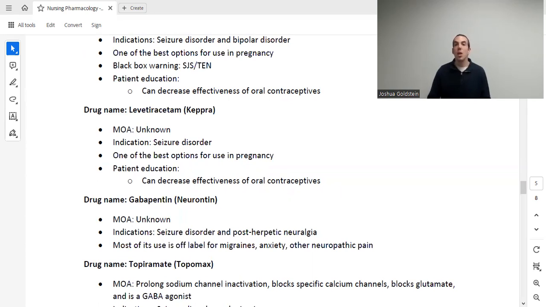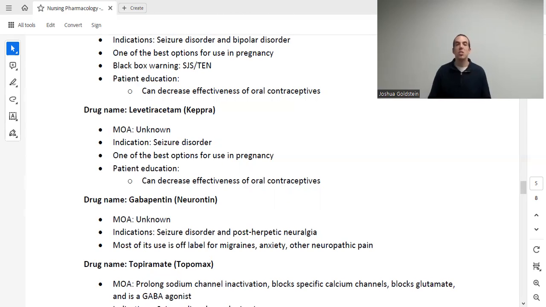A good test question here would be, in which patient would it be most important to do a thorough skin assessment? This would definitely be a good answer for that. The next one we have is levetiracetam, which is Keppra. Mechanism of action here is not completely known, but this is actually today one of the most popular seizure medications.